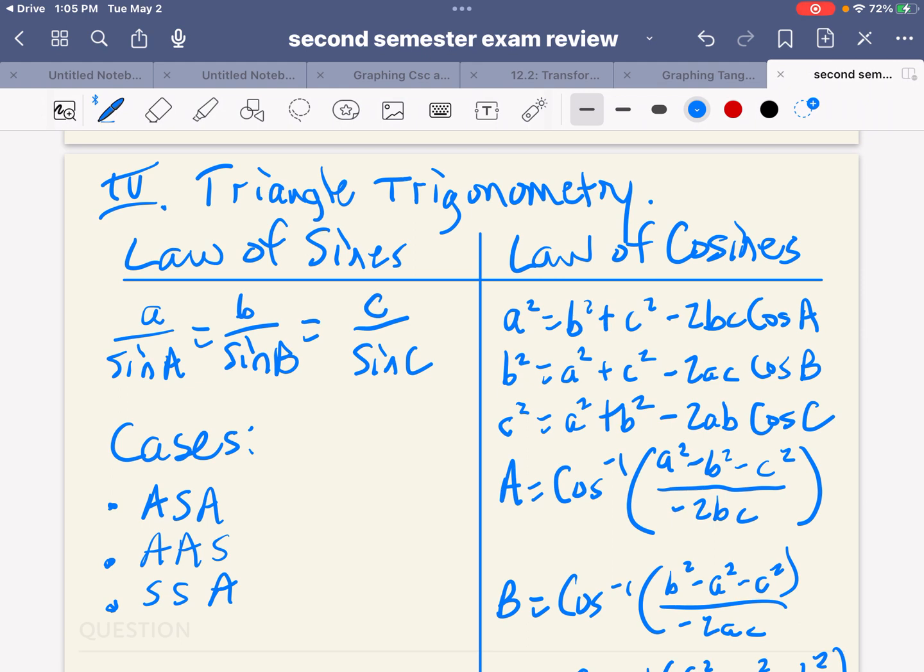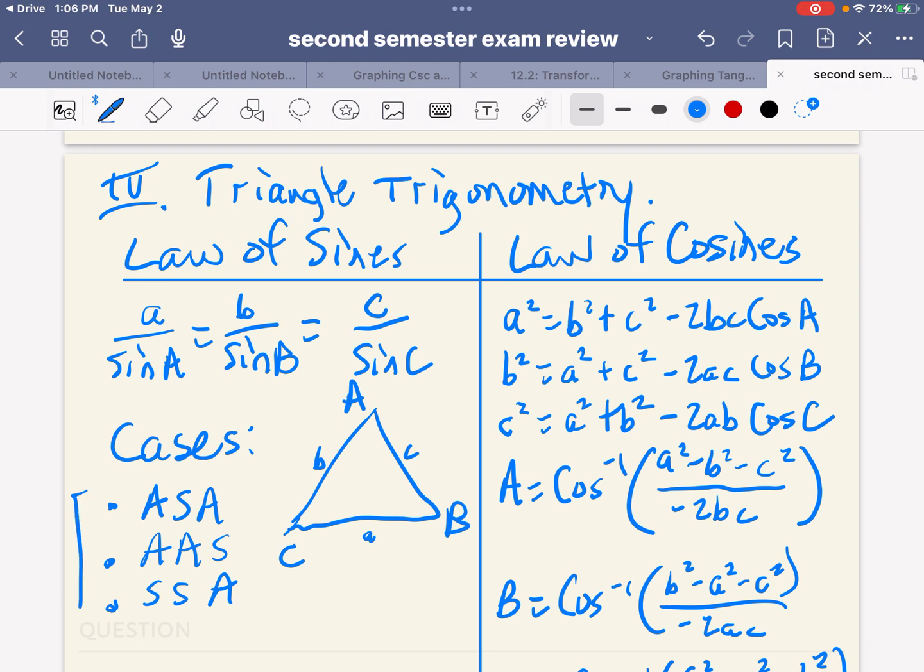We have the law of sines that says for any triangle ABC, so if I draw a triangle ABC, here's vertex A, here's vertex B and C, here's lower A, lower B, and lower C. The law of sines says that a over the sine of A equals b over the sine of B equals c over the sine of C.